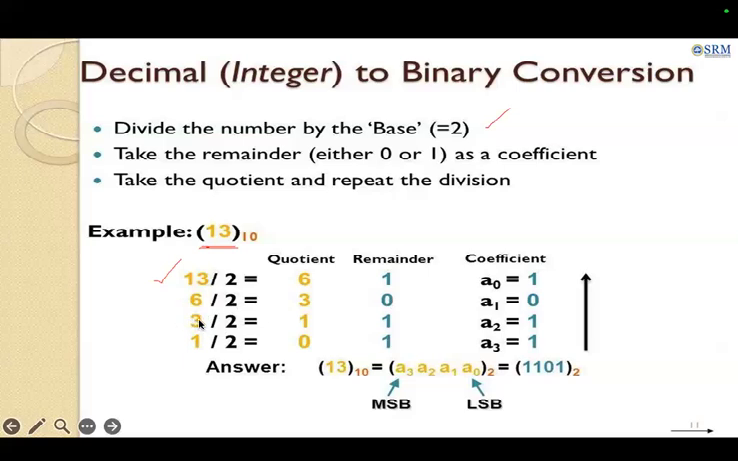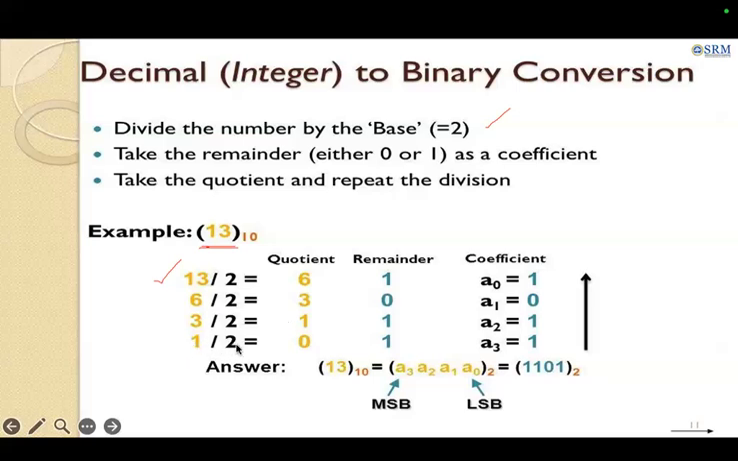So again, 3 should be divided by 2. So you'll be having the quotient as 1 and the remainder as 1. So note down its coefficient; the remainder should be the coefficient. Note down its coefficient as 1. Again, you've got the quotient as 1.